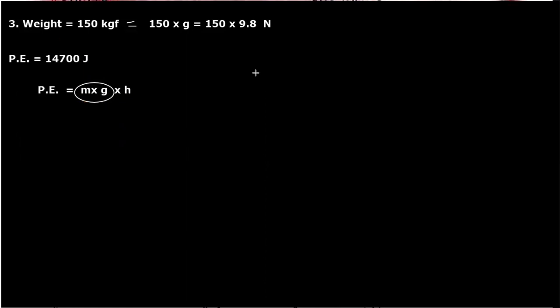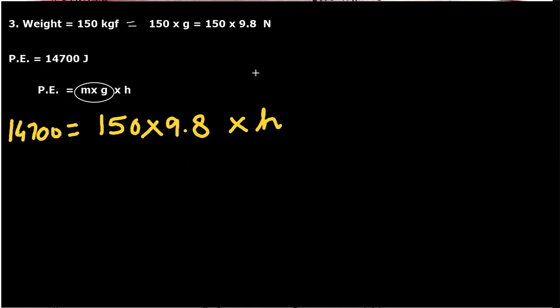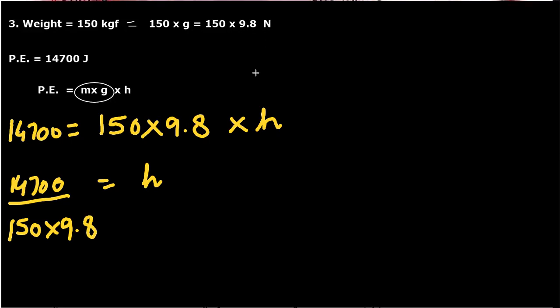So mg into h. So can I say that mg is weight, which I can write down like 150 multiplied by 9.8. Height I have to find, and potential energy is 14700. It's given to us. Now children, keep h on one side and the rest of the thing in the denominator. So 150 multiplied by 9.8. And now do the cancellation part. Your height will come 10 meter.